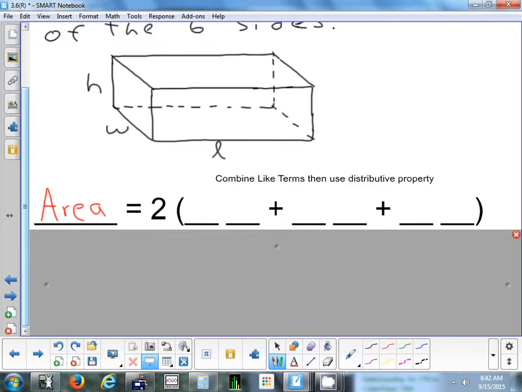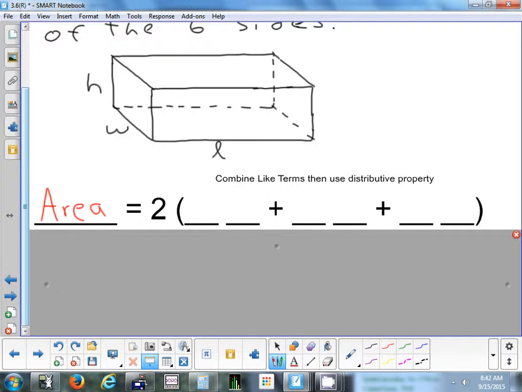We're going to multiply everything in here. We're going to have to combine like terms inside of my parentheses, and then I'll use the distributive property. So we're going to have to combine inside first, then distribute.